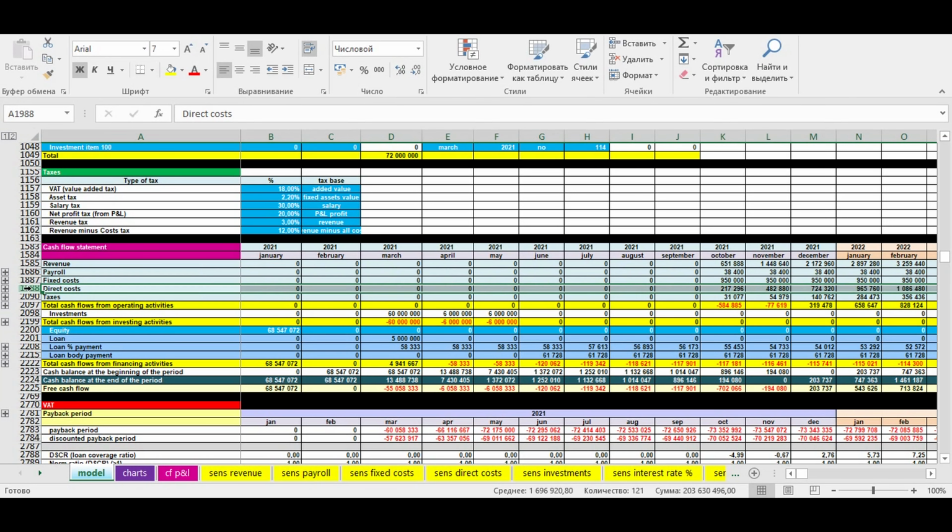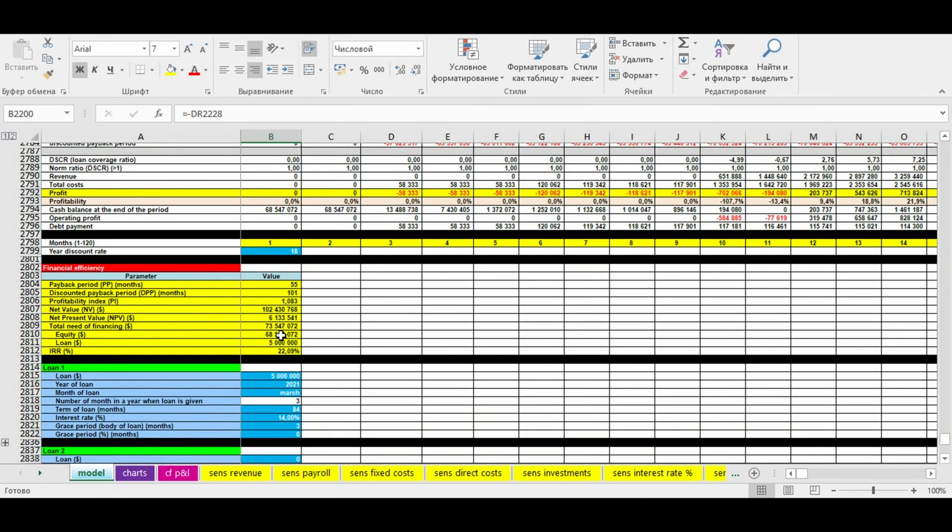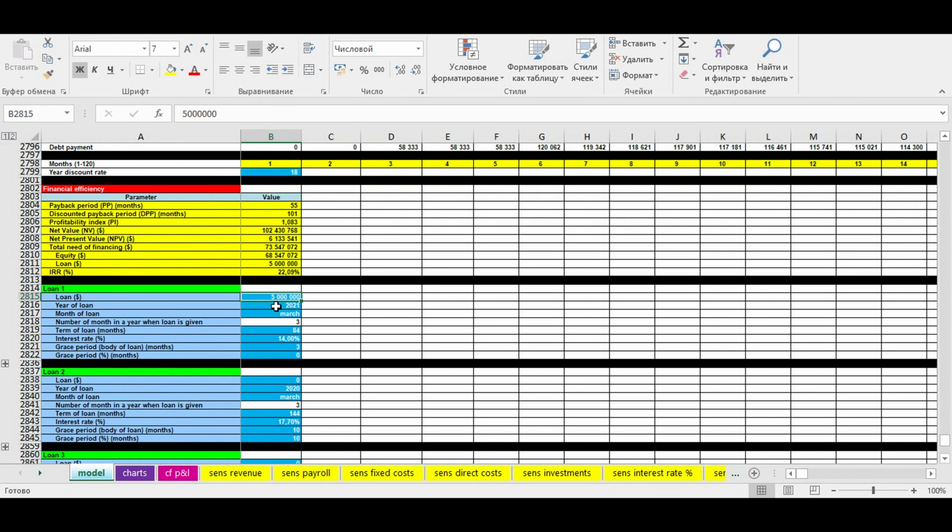Second, you can see your monthly profit and cumulative cash balance. Third, one of the main things you'll see from the cash flow statement is total amount of money you need to start the business. If you see that total financing is bigger than the amount of money you have, you can add a loan parameters. Amount of loan, month and year you get it, loan term in months, interest rate, and grace period for interest and body payment of the loan.